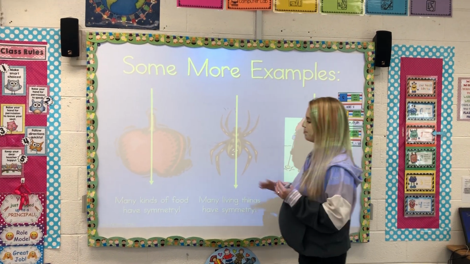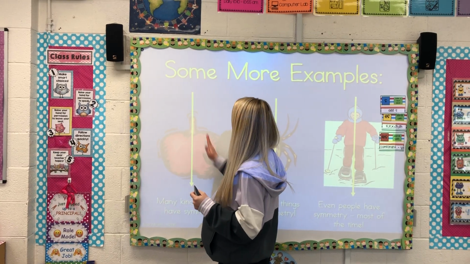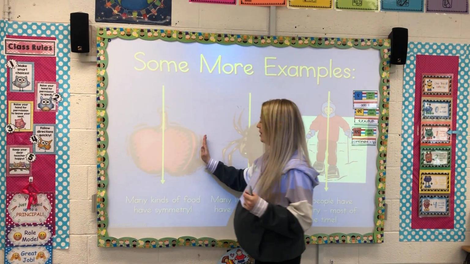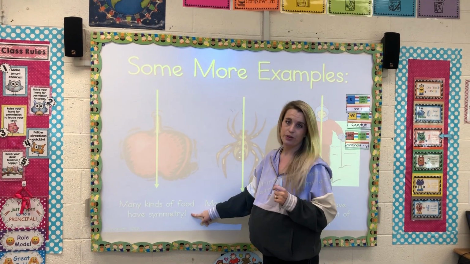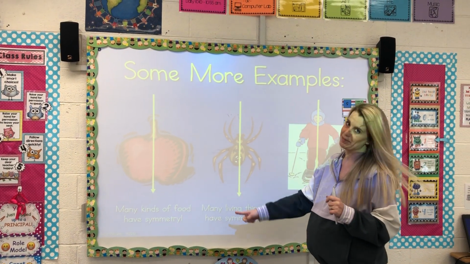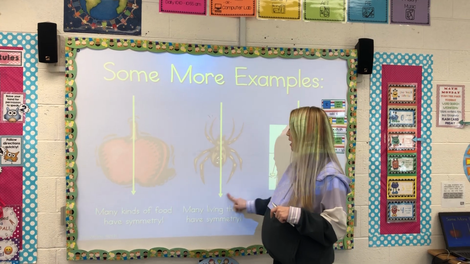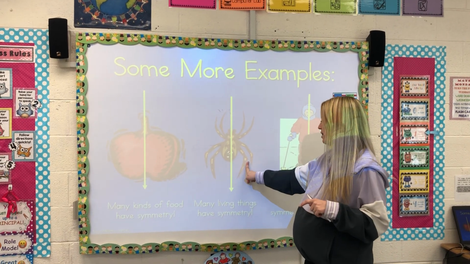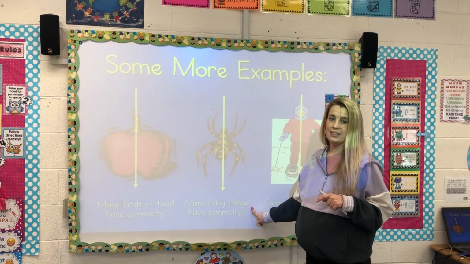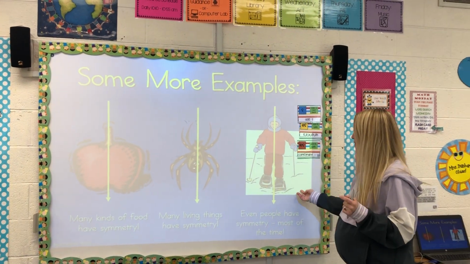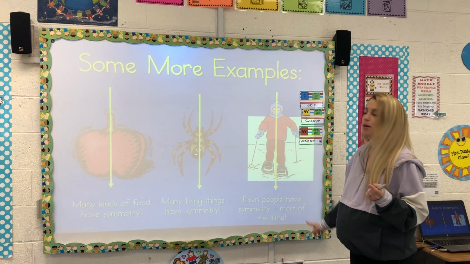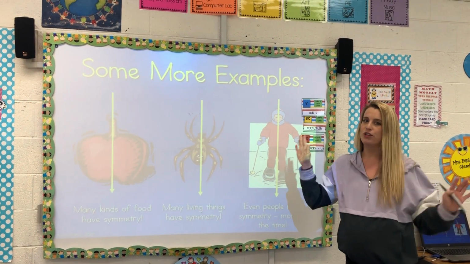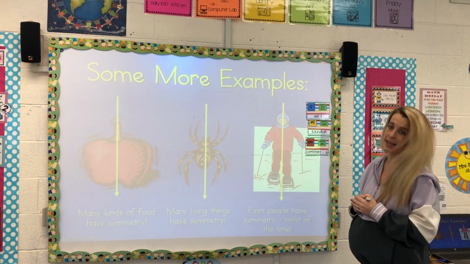Okay, here are some more examples. This is a picture of an apple. If you cut it in half, it's the same on this side and this side. So a lot of food has symmetry. If you cut this spider in half, it's got 4 legs on this side and 4 legs on this side. Many living things have symmetry as well. And then this picture of a person, usually people have symmetry too. If you cut a person in half, usually they've got the same thing going on each side.